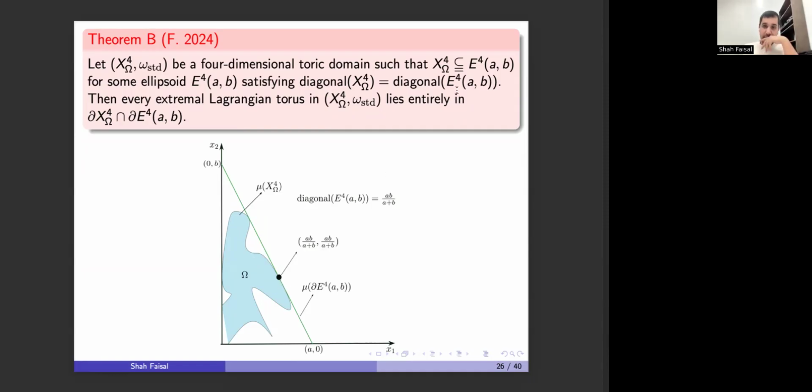ellipsoid. And so if you have such a toric domain, then every extremal Lagrangian torus in that domain is contained in the boundary intersected with the boundary of the ellipsoid. So somewhere here or somewhere here in the picture. So the theorem basically proves that in an ellipsoid in particular, extremal tori lie on the boundary, and they always intersect this. Is going to be the next theorem. So basically, this theorem covers all ellipsoids in particular.